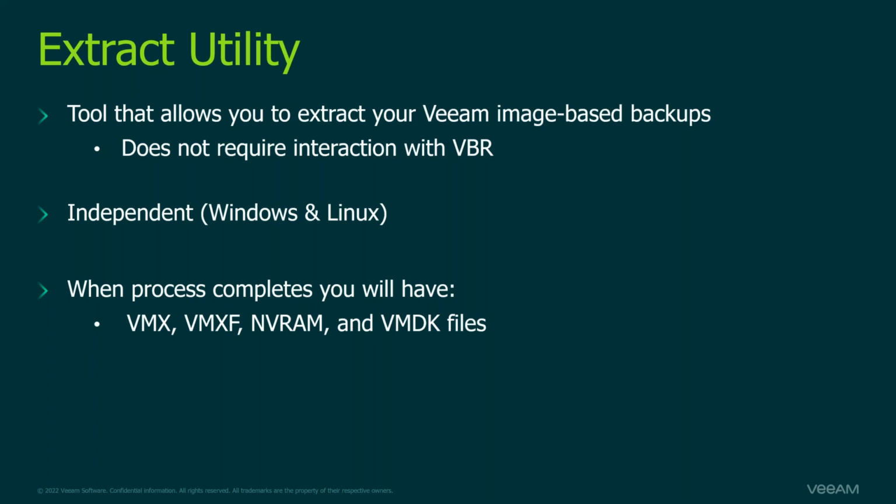The extract utility will ask where the repository is, and you give a path to the repository. Which VM you want to recover, just give that: this is the chain I have and I want to recover this VM. So the extract utility can give you recovery of that VM as well. Let me show you how we do it in the demo.